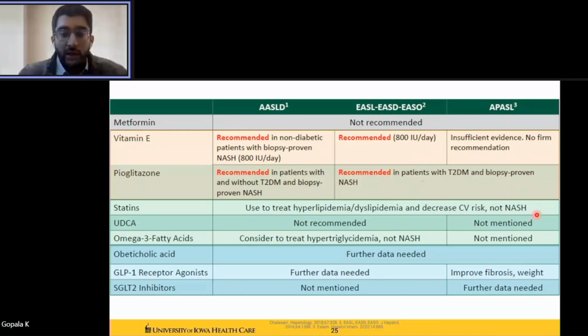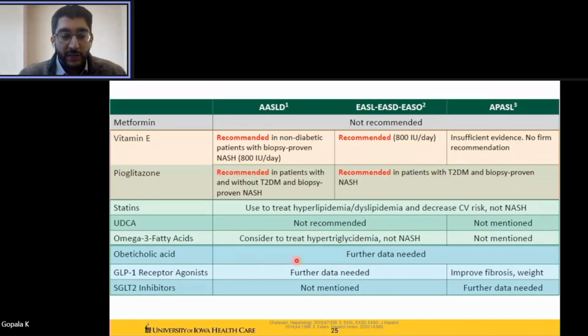Statins, I do want to mention, are not recommended specifically for NASH, but they should be used for treatment of hyperlipidemia and decreasing cardiovascular risk. And they're safe to be used in NASH. So you should not take patients off their statins if they have a little bit of enzyme inflammation, enzyme elevation. Ursodiol is not recommended at this time. Omega-3, similar to statins, is not recommended specifically for NASH, but can be given to treat hypertriglyceridemia.